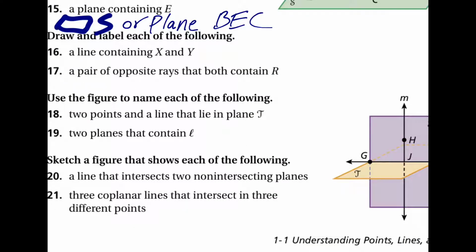17, a pair of opposite rays that both contain R. So let's draw a point R. And opposite rays go in opposite directions, so there we go.